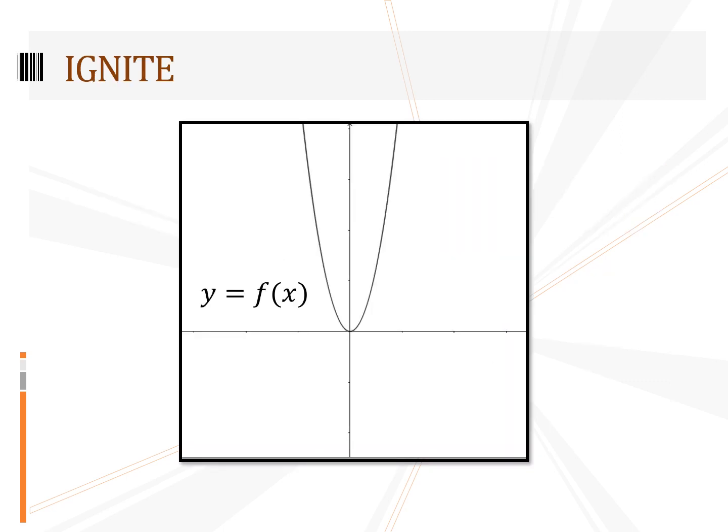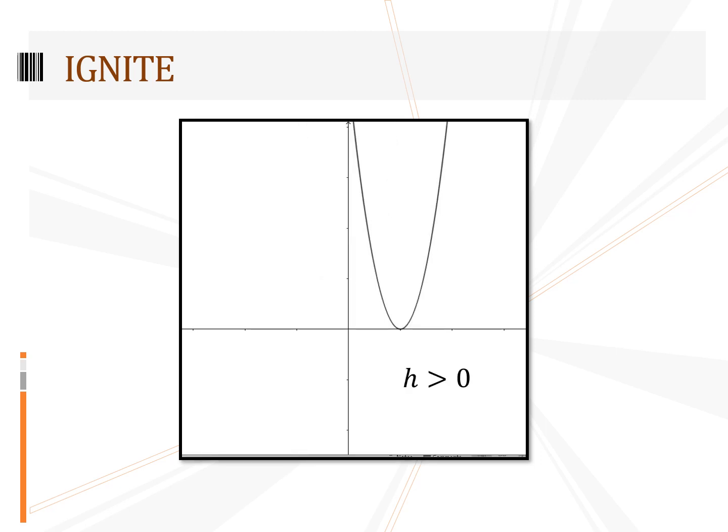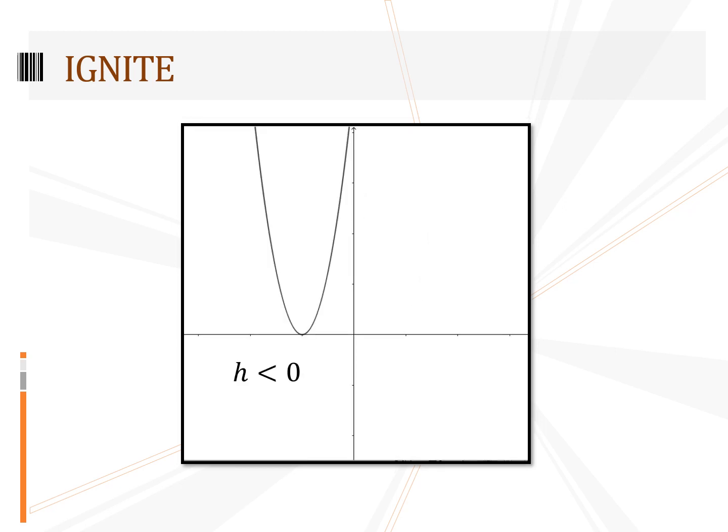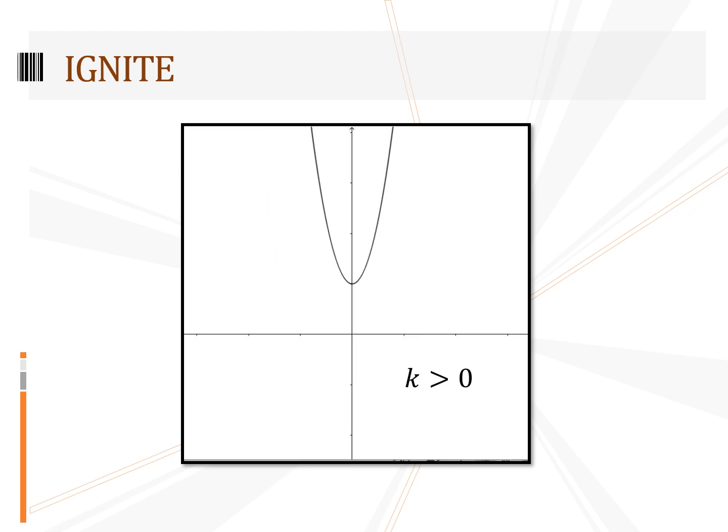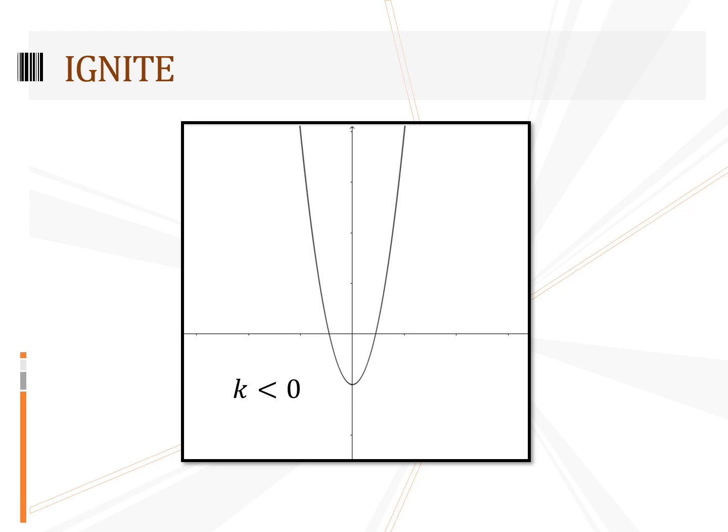Recall that the curve defined by the equation y equals f of (x minus h) is just the curve defined by y equals f of x, but translated by h units horizontally. In particular, the translation is to the right if h is greater than 0, and it is to the left if h is less than 0. On the other hand, if we translate by k units vertically, the equation for the translated curve is y minus k equals f of x. If k is greater than 0, the translation is upward, and if k is less than 0, the translation is downward.